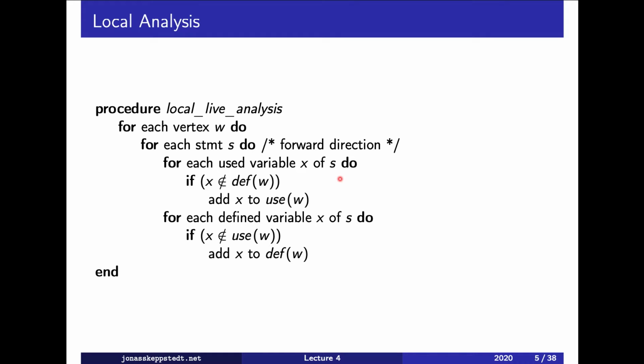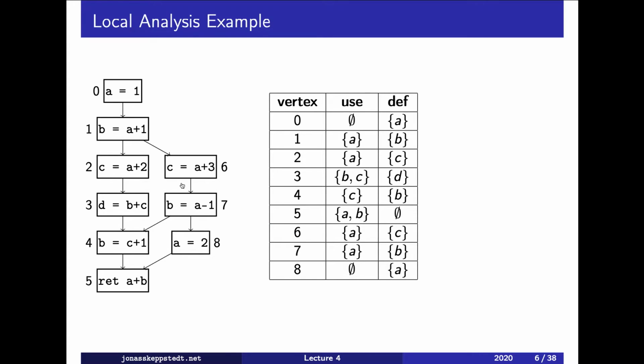Okay, and then we do the same, but for definitions. If it was not used before being defined, we add it to def. Okay, so if we look at this graph, we have these two sets, use and def. And well, here there's not much happening in each basic block, but A is obviously defined. In this one, A is used and B is defined, etc. What we see here is that a variable is never in both of these.